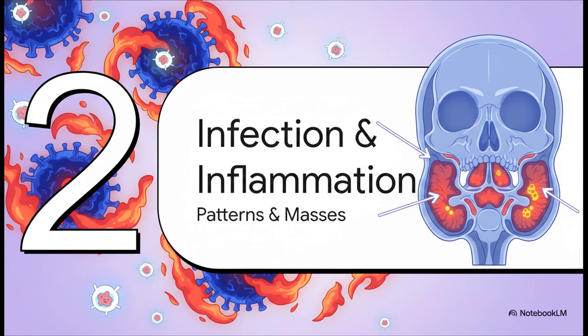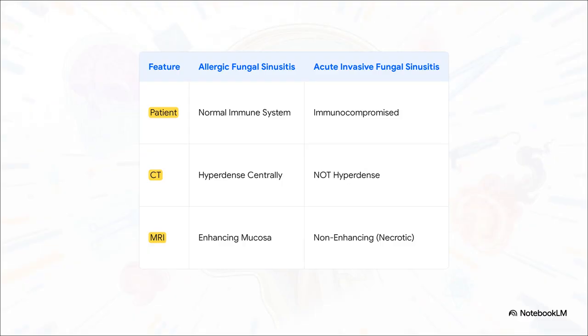All right, so you've picked the right scan. Now let's grab our second tool, which is all about decoding infection and inflammation. I mean, this is the bread and butter of sinus imaging, but telling all the different patterns apart, that's where it gets tough. Let's break it down. Fungal sinusitis is a huge one, and it comes in two totally different flavors. First, you've got the good kind, allergic fungal sinusitis.